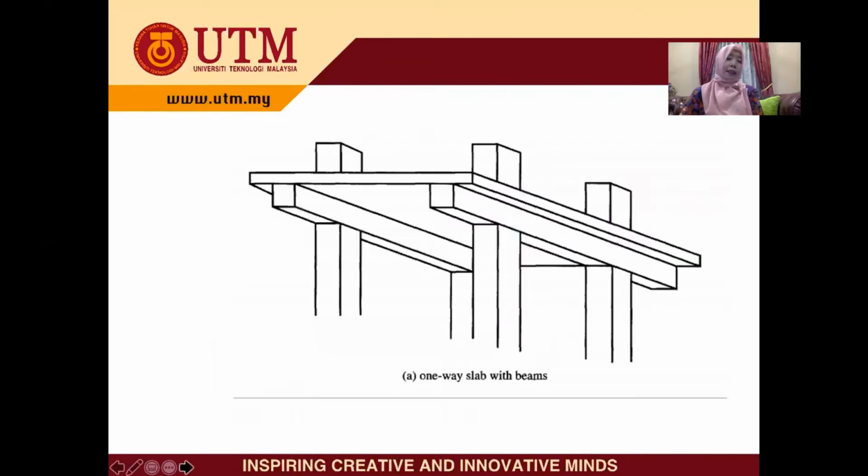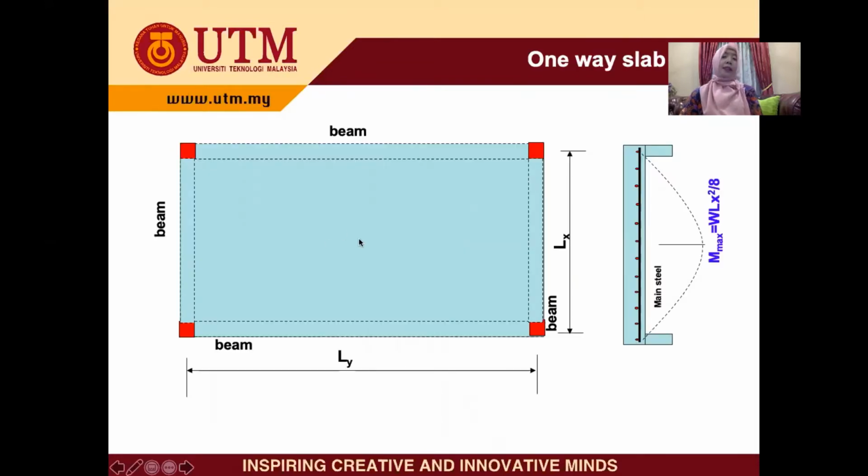Okay, next one. If we have a slab supported by beams at all edges, but we calculate Ly over Lx greater than 2, in this case you need only to design according to the shorter direction.